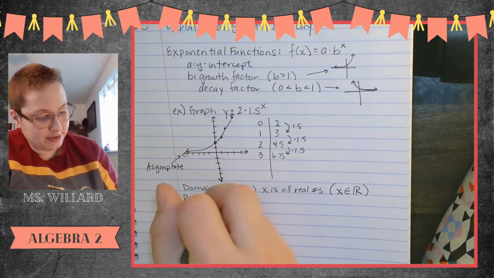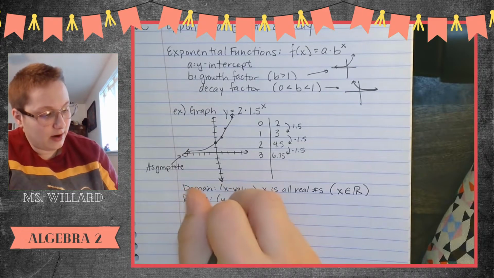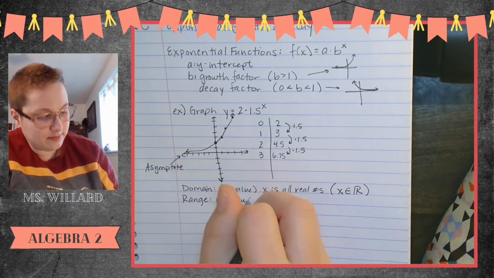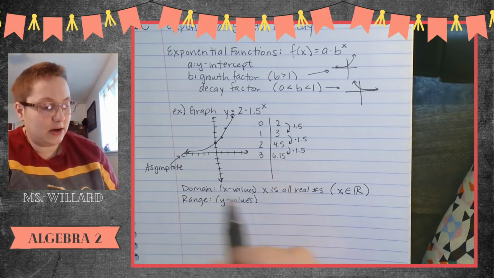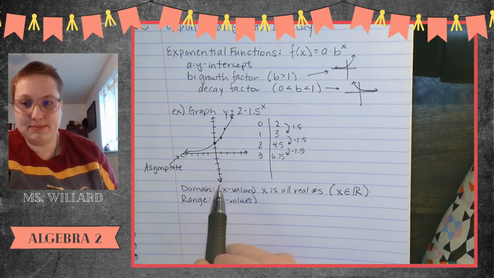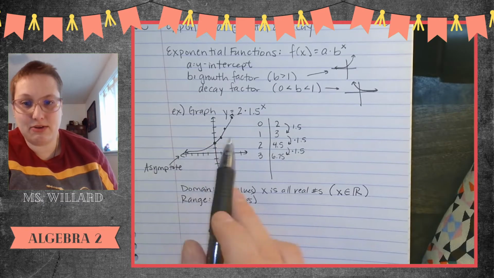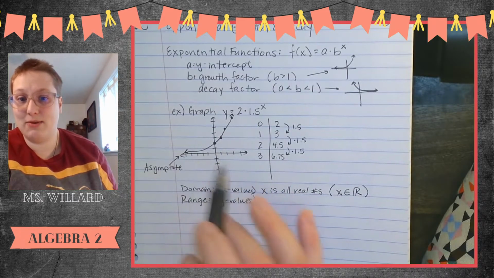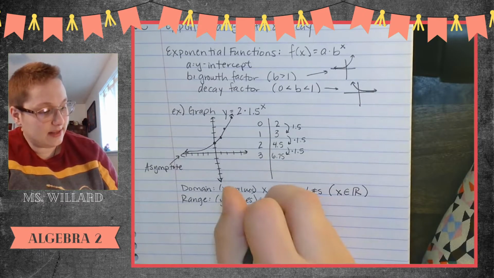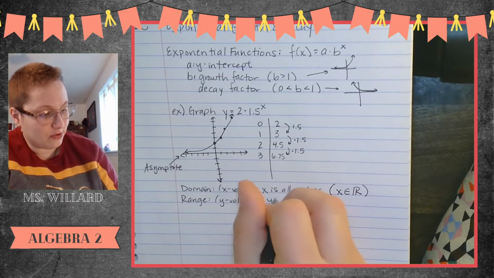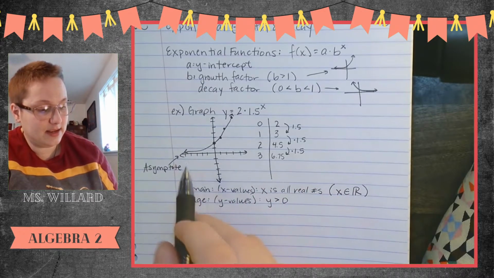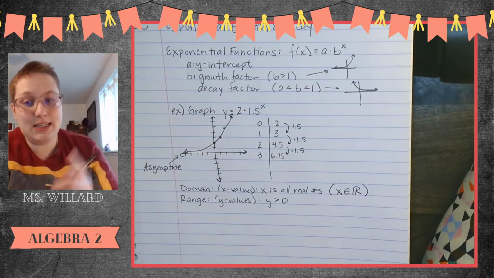The range are the y values. Now, there are no y values down here, right? Like the graph is all above the x-axis. There's no y values down here. So in this case, y is greater than 0. The asymptote, it's not equal to 0.